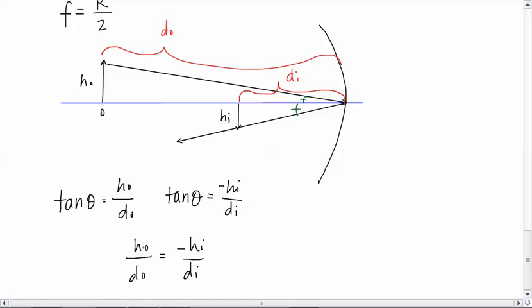If I get the heights together and the distances together, then negative DI over DO would equal HI over HO. So the ratio of the height of the image to the height of the object is the magnification.